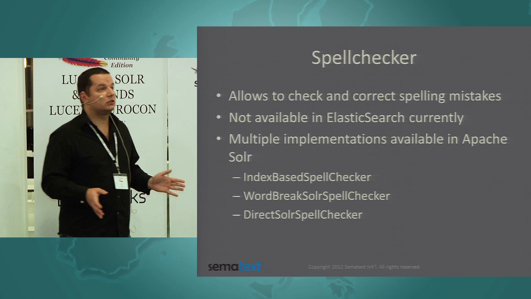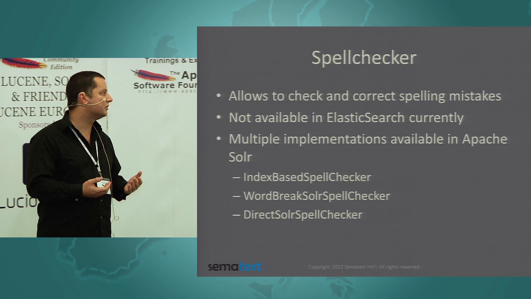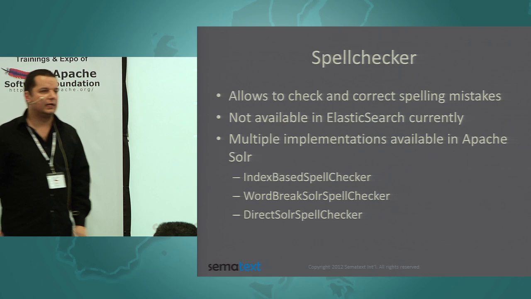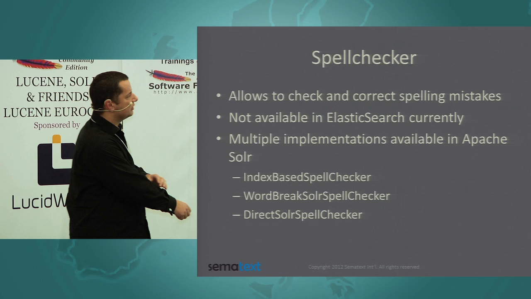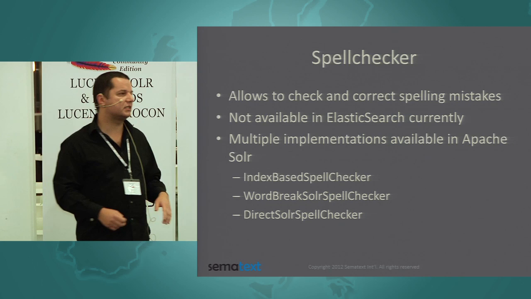Spell checker, again not present in Elasticsearch till now, allows us to check and correct user spelling mistakes. There are multiple implementations available in Solr: the index-based spell checker, which has been available for a long period of time, the word break spell checker, and the direct Solr spell checker, which is very good. New implementations are incoming, like the fuzzy one. Great functionality, especially the direct Solr spell checker, which doesn't use its own separate index. It's pretty fast and effective and returns pretty nice results, at least for English and Polish.